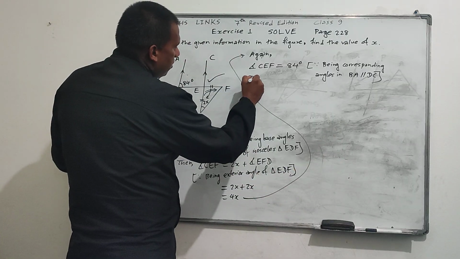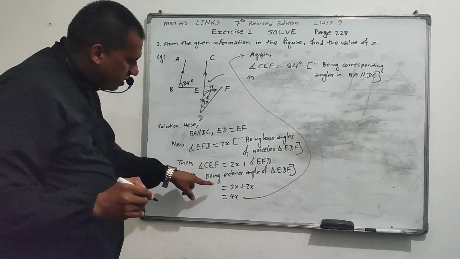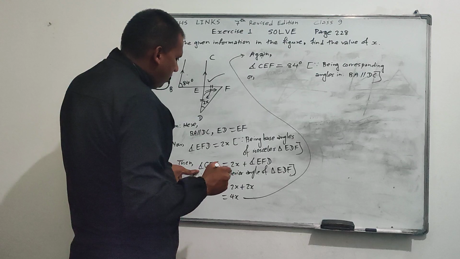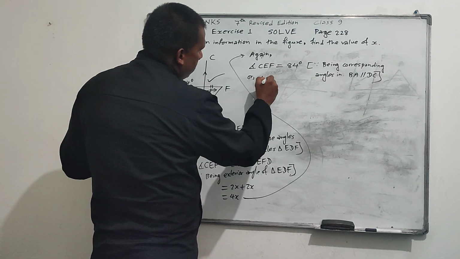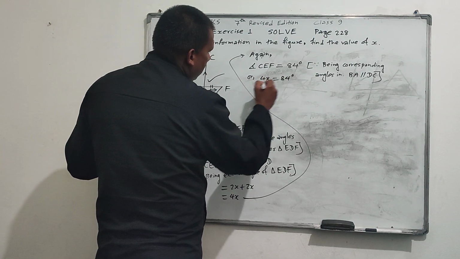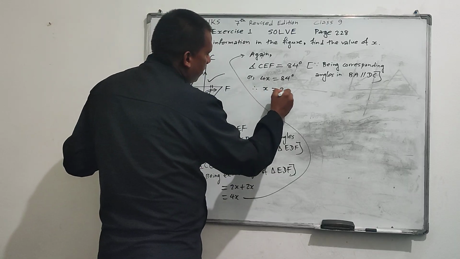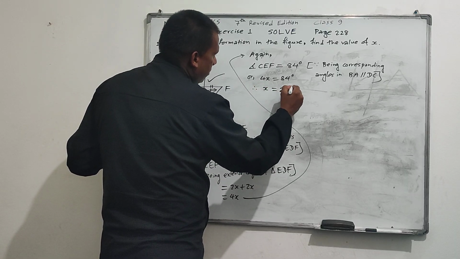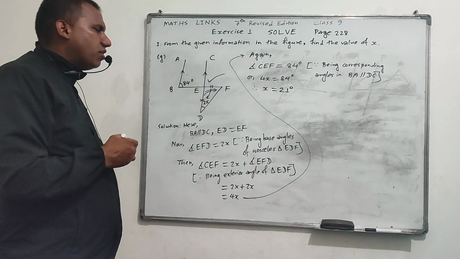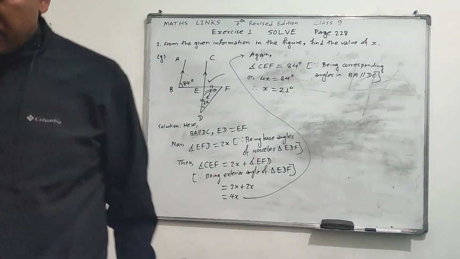Or we have angle CEF is 4x. From here, CEF is 4x. So 4x equals 84 degrees. Therefore, x equals 84 divided by 4. 4 times 2 is 8, 4 times 1 is 4. So x equals 21 degrees. This is the required value of x.